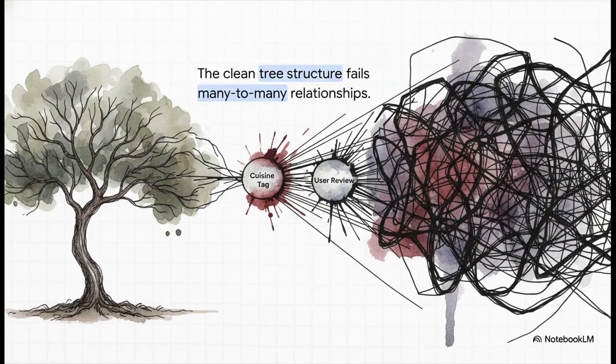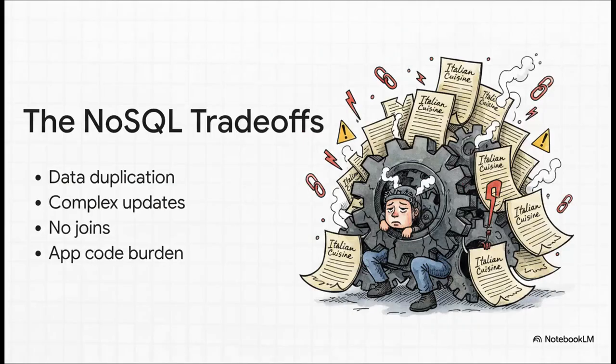In a relational database, you just use an ID and join the tables together. Easy. But here's the catch. Document databases often have very weak, or sometimes completely non-existent, support for joins. The tree structure simply isn't built for a complex spider web of connections. So what actually happens when your database doesn't support joins? Well, you run into these specific architectural trade-offs introduced by NoSQL.